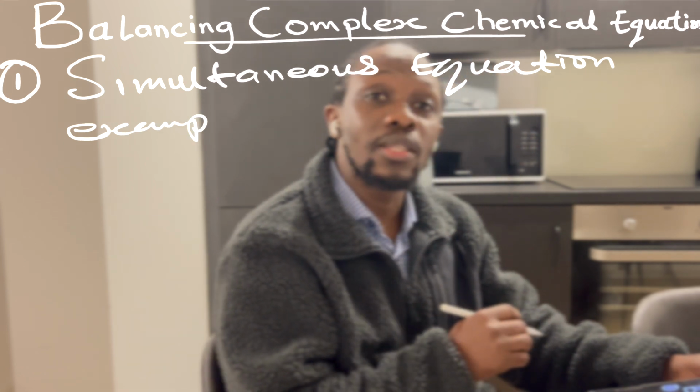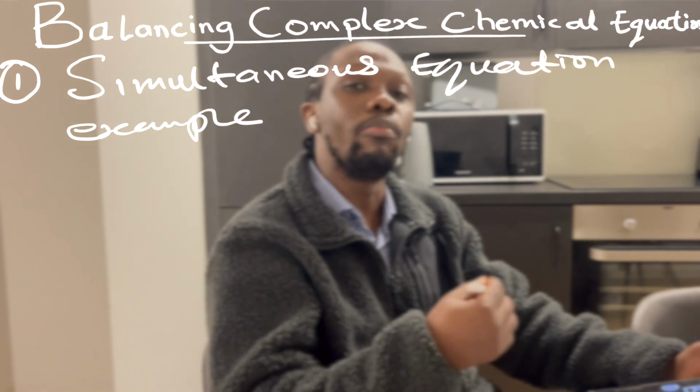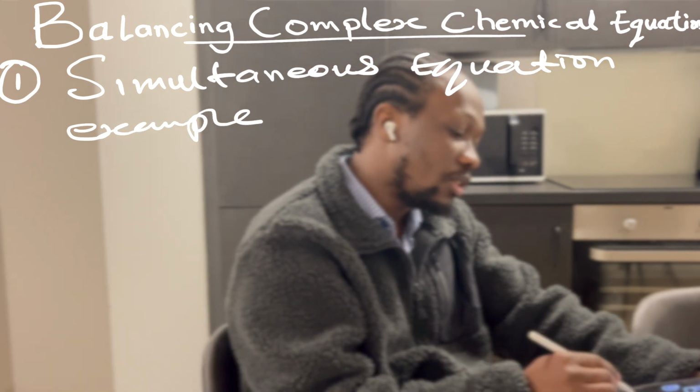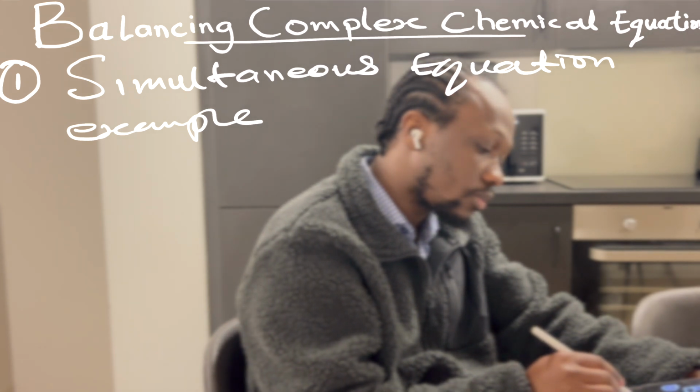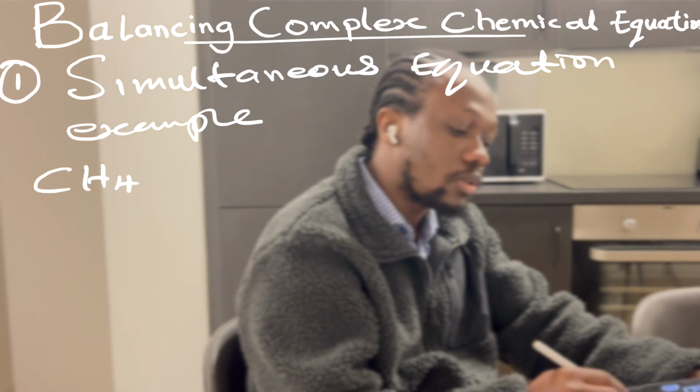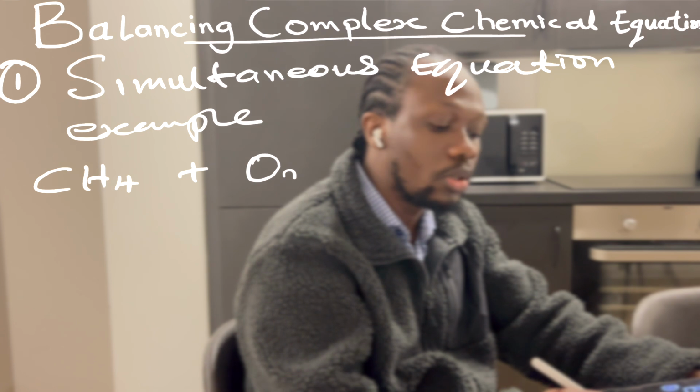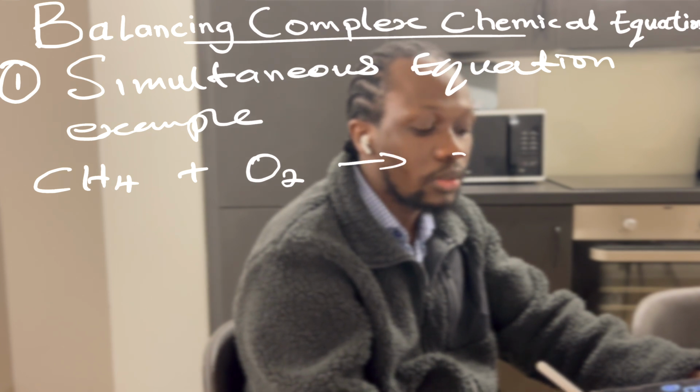So let's take, for example, we want to balance a chemical equation that involves the combustion of methane. So methane, that's CH4, plus oxygen molecule, which will produce carbon dioxide and water.